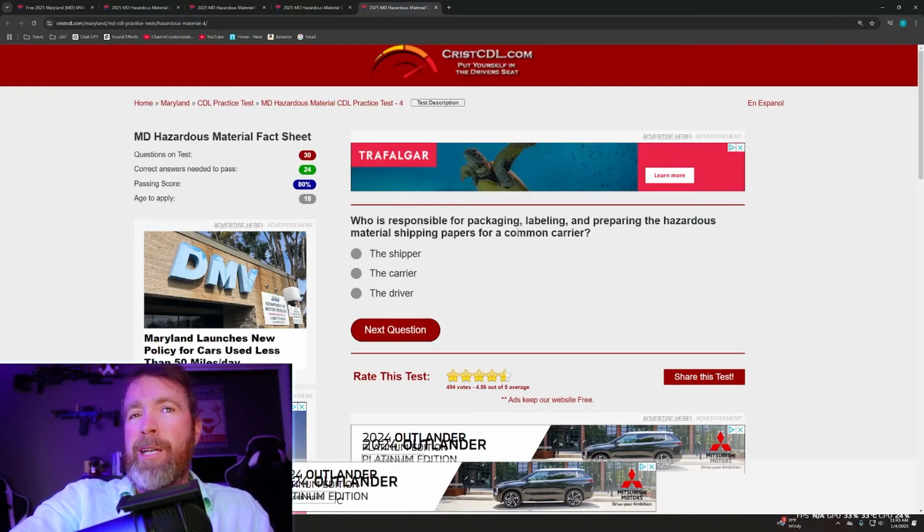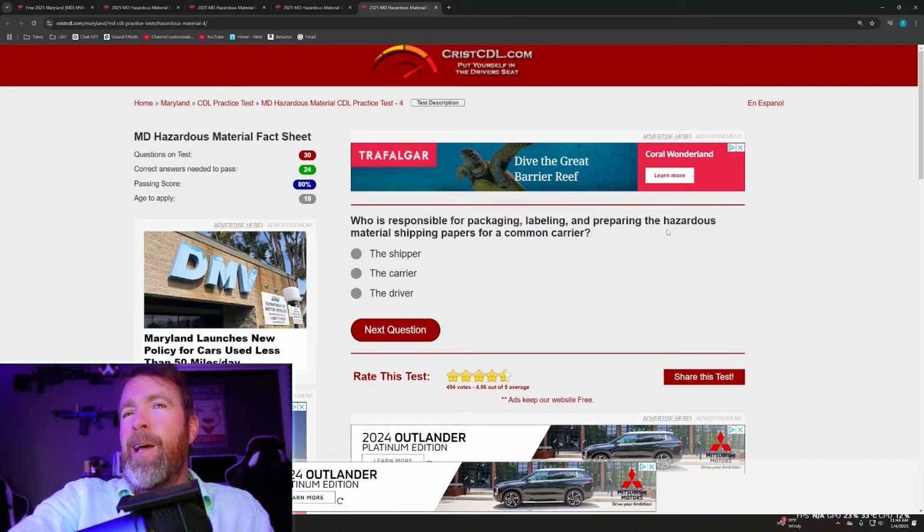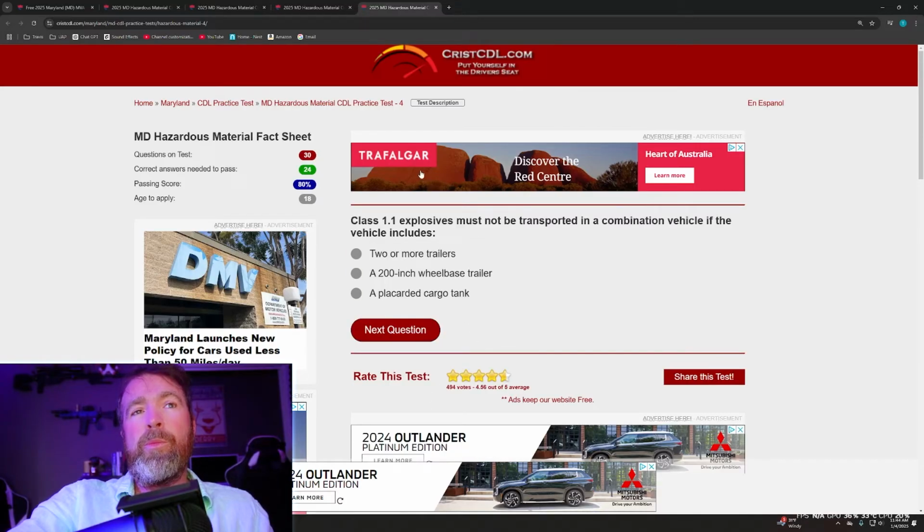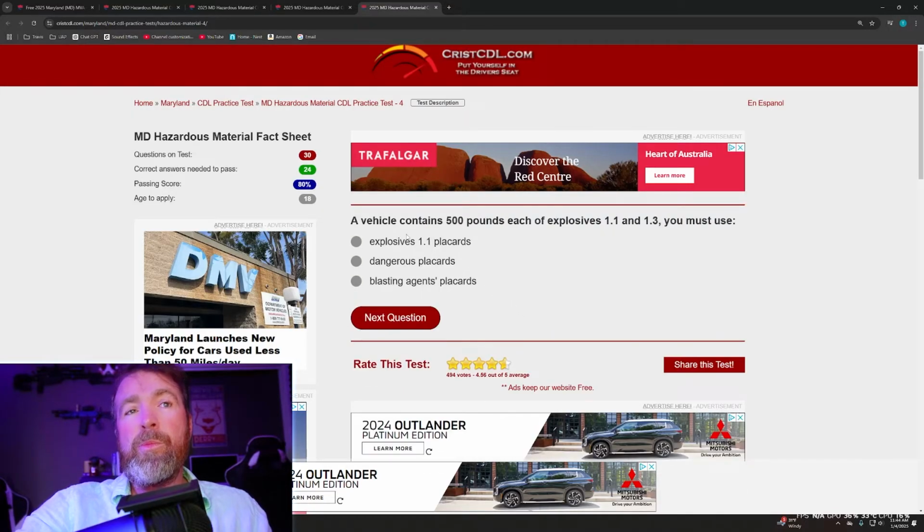Who is responsible for packaging, labeling, and preparing the hazardous material shipping papers for a common carrier? That's the shipper. Class 1.1 explosives must not be transported in a combination vehicle if the vehicle includes a placarded cargo tank. A vehicle contains 500 pounds of explosives 1.1 and 1.3. You must use explosive 1.1 placards.